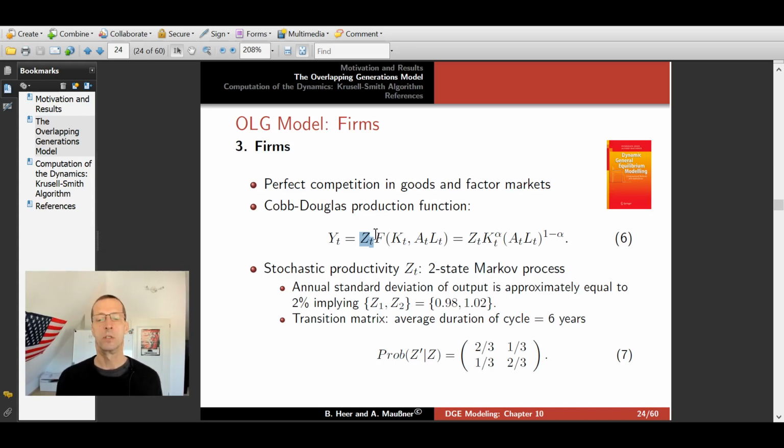So this is taken from the original article by Krusell-Smith in 1998 in the Journal of Political Economy. And we calibrated as Krusell-Smith with a two-state Markov process with values Z1 and Z2 equal to 0.98 and 1.02. And this will imply a standard deviation of annual output of about 2%, as you observe in the United States. And the average duration of the cycle is calibrated to amount to 6 years, which provides us with transition probabilities of 2/3 and 1/3. So with a probability of 2/3, we remain at the previous productivity Z.